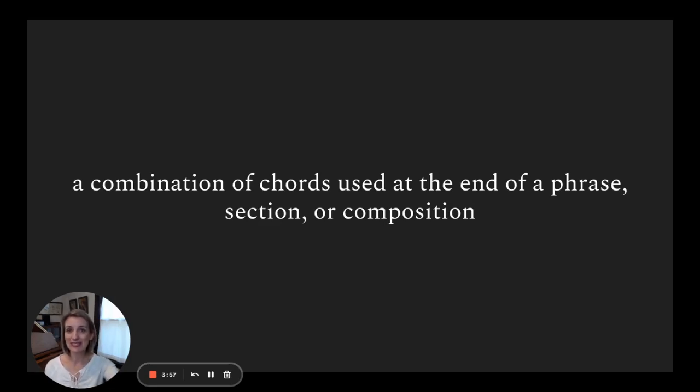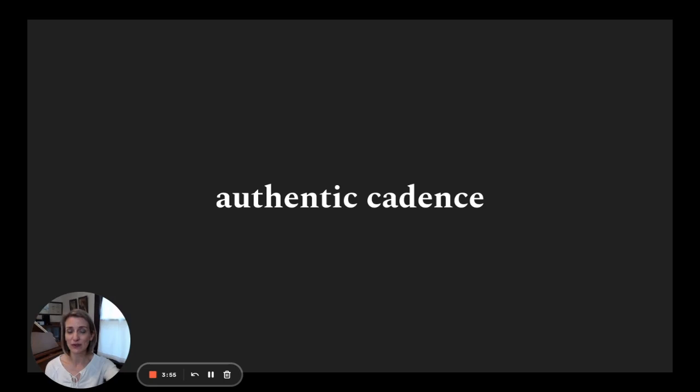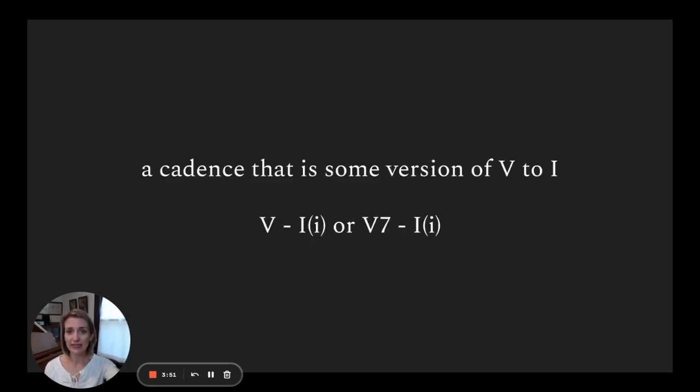Now we have specific types of cadences, the first of which is an authentic cadence. An authentic cadence is a cadence that is some version of 5-1, dominant to tonic. This can be a plain 5-1 in a major key, 5-1 in a minor key, or it can be the dominant seventh, 5-7-1, and again, both major or minor.